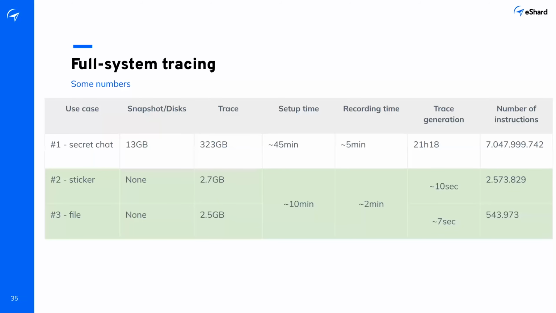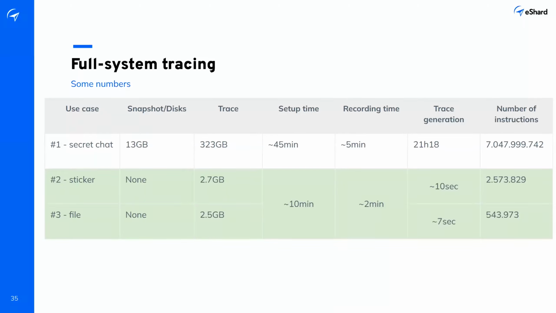So again, just to throw some numbers to compare the differences between the three use cases. The generated traces for use cases number 2 and number 3 are around 2.5 and 2.7 gigabytes, which is way smaller than use case number 1. It also takes less time to set up and record, and the trace generation is also unmatchable. But we have only recorded our process here. So in terms of number of instructions, as you can see, it's also obviously smaller compared to the full system trace. But okay, now we have traces.